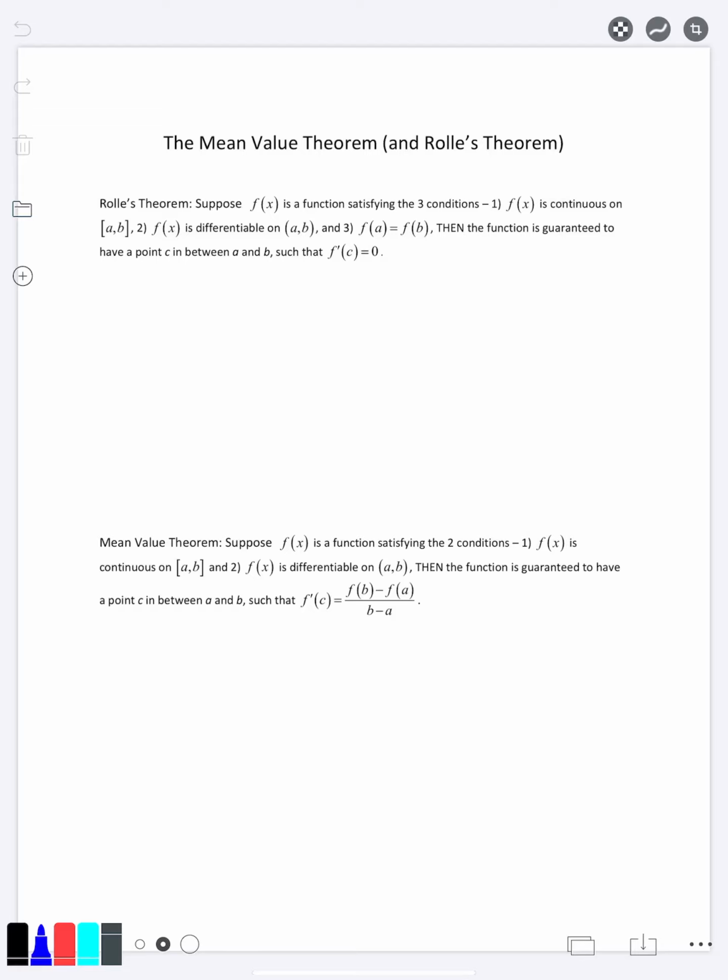We're going to learn about two calculus theorems that are based on the derivative, and these will have various uses here and there. They're called Rolle's theorem and the mean value theorem, and they deal with having functions and saying something about when their derivative will have certain values. So Rolle's theorem says, suppose you have a function satisfying the three conditions.